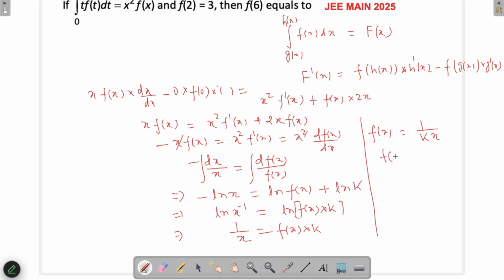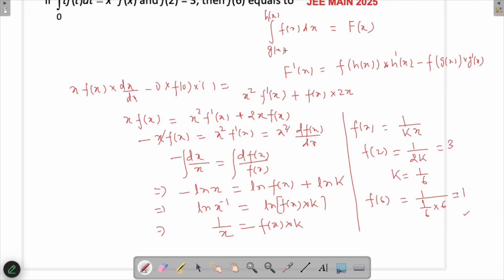Now by substituting the value at 2, we can find k. So f of 2, which is 1 by 2k, is equal to 3. So k turns out to be 1 by 6. Now f of 6 would be 1 by k times 6, which is 1 by 6 into 6, which is nothing but 1 itself. So the value of f(6) will be 1. And that is all for this question.